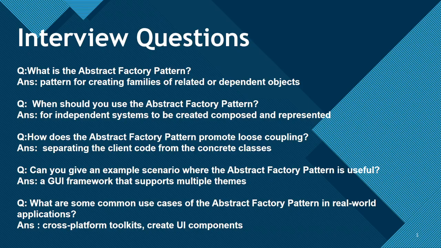The fourth question is, can you give an example of a scenario where the abstract factory pattern is useful? In GUI frameworks that support multiple themes like Windows, macOS, or Linux, the abstract factory pattern can be used to create theme-specific GUI components. Like for different themes, buttons will be different, text fields will be different, etc. And this works without the client code needing to know which theme is being applied.